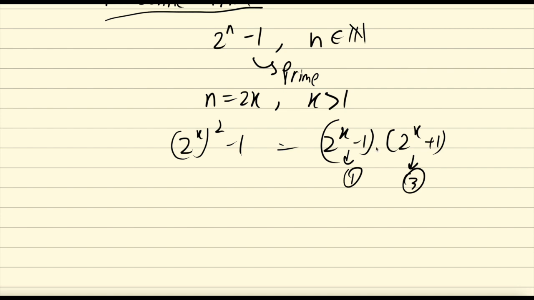So let's look at k greater than 1. For k greater than 1, neither of these numbers is 1 or 2 to the power n minus 1. So we have two numbers which divide 2 to the power 2k minus 1. So 2 to the power n minus 1 won't be a prime number if n is an even number greater than 2. So n has to be odd, right?